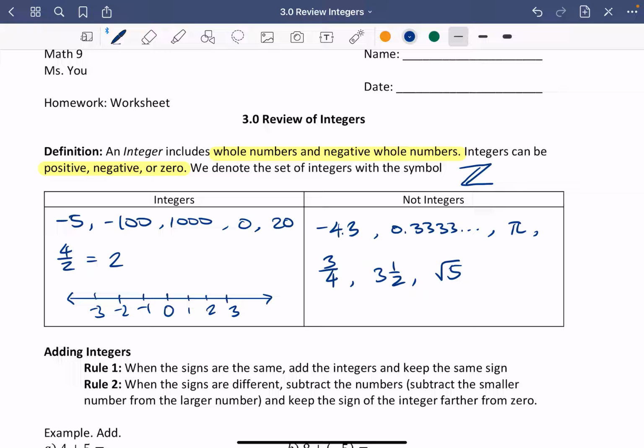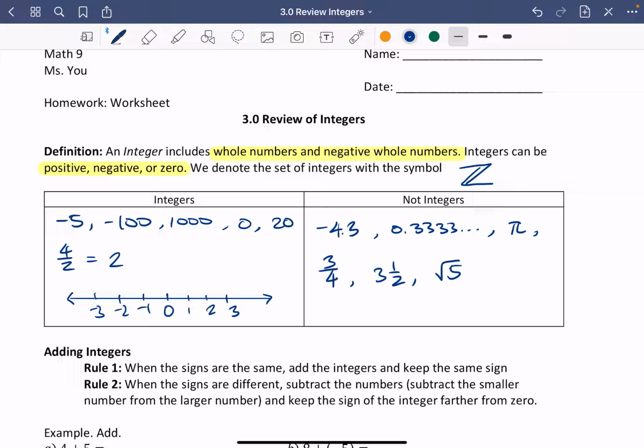Now let's write down some numbers that are not integers. Well, for example, negative 4.3 is not an integer because it has a decimal part. And negative 0.3, so positive 0.3333 repeating. This is not an integer either, it's a decimal. And then we'll have pi. Pi is 3.14, etc. So it's not an integer either.